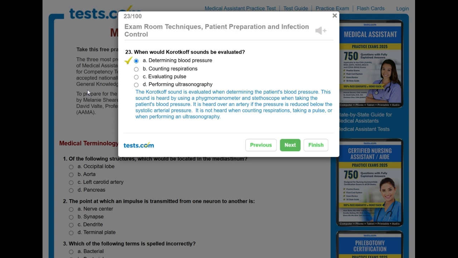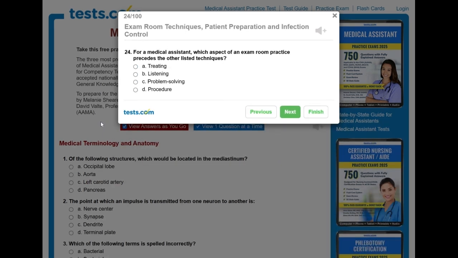This sound is heard by using a sphygmomanometer and stethoscope when taking the patient's blood pressure. It is heard over an artery if the pressure is reduced below the systolic arterial pressure. It is not heard when counting respirations, taking a pulse, or when performing an ultrasonography.